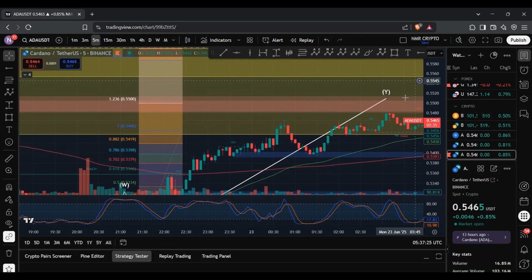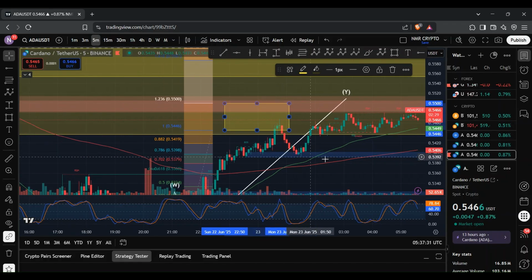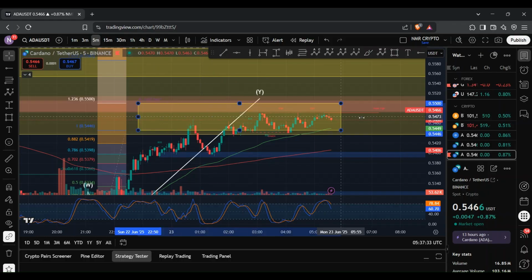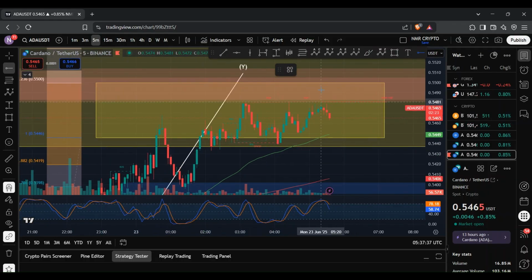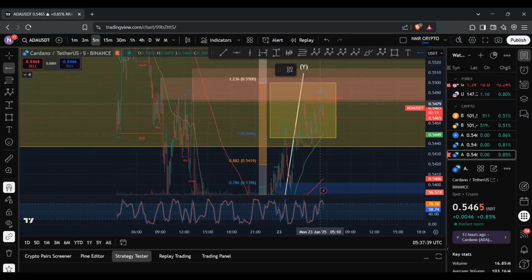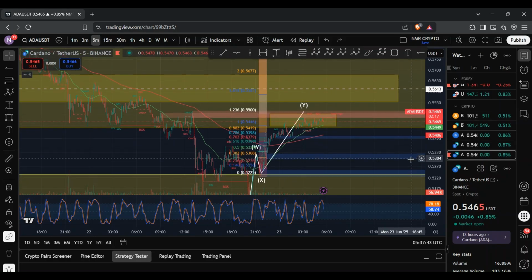And yeah, you can see that ADA would reach anywhere between 54.46 cents to 55 cents. So anywhere within this region here, which we tapped into, where we ended up actually reaching 54.81 cents. And so yeah, it's possible now that we see a move to the downside.